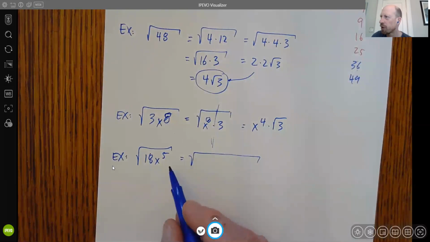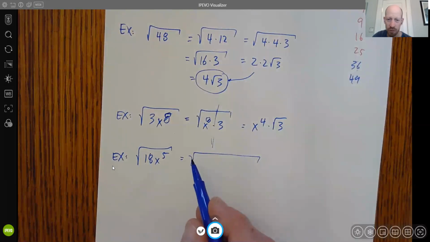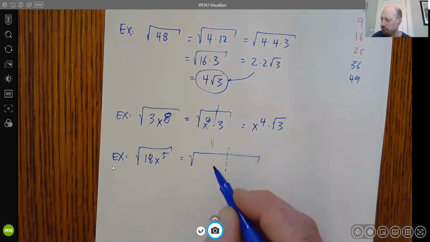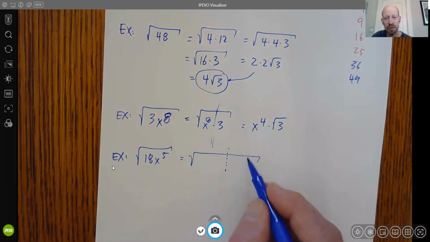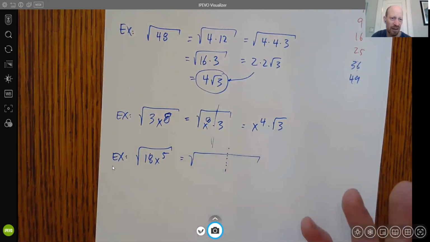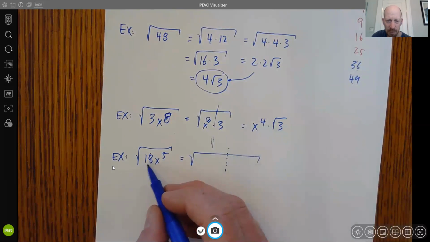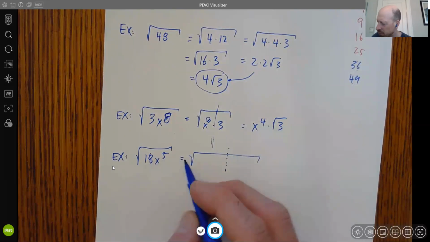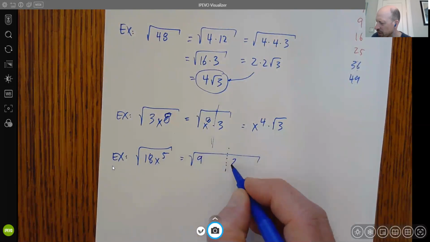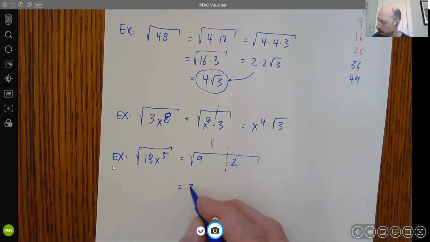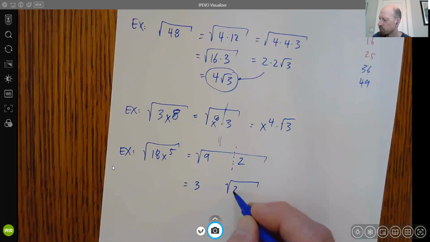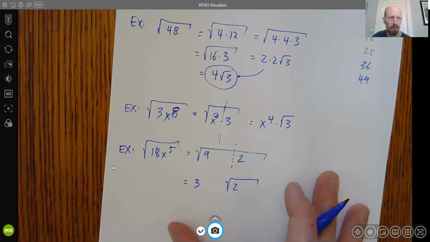So what I'm going to do here is try and break this into 2 parts. My first part are like the perfect square parts, the parts that I'm going to be able to take the square root of. And the second half are going to be the parts that are going to get left inside the square root that I can't do anything with. So I'm going to start with the numbers, 18, and 18 is best broken up as 9 and 2. So 9 is the perfect square part. That's going to become a 3. And this 2 here is going to stay within the square root.